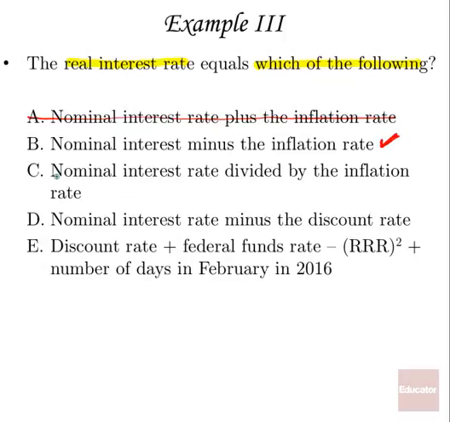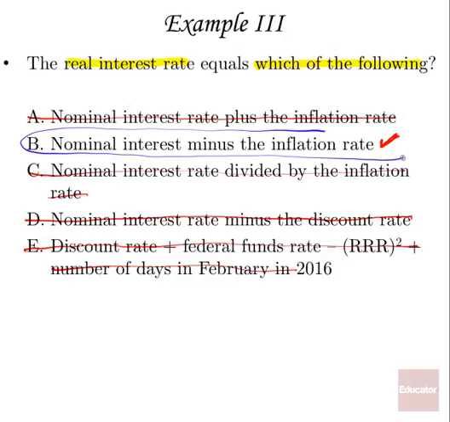Let's look at the other responses. Nominal rate divided by the inflation rate. That one makes no sense, so clearly that's wrong. Nominal rate minus the discount rate. These two rates aren't going to calculate accordingly here. And the last one, the discount rate plus the federal funds rate minus the square root of the required reserve ratio plus the number of days in February in 2016, is probably going to be wrong. Is there a possibility the numbers might coincide? Yes, maybe, but very slim probability. And so the correct answer is going to be B. Your nominal interest rate minus inflation rate is going to be the real interest rate.